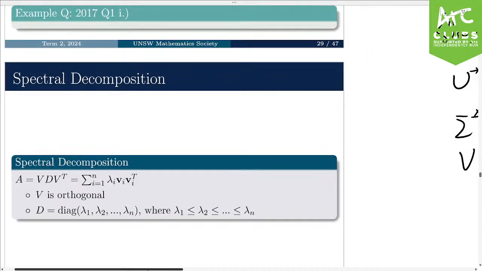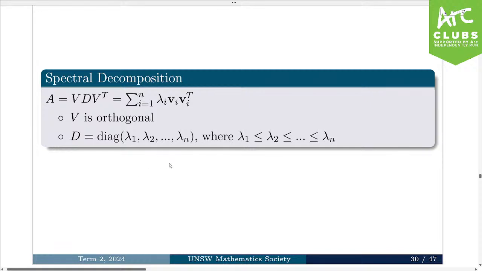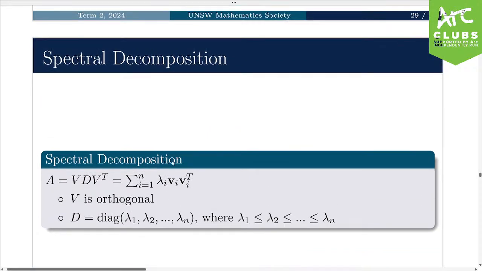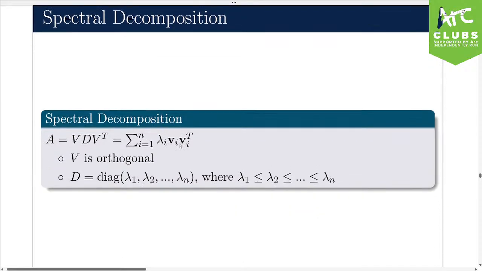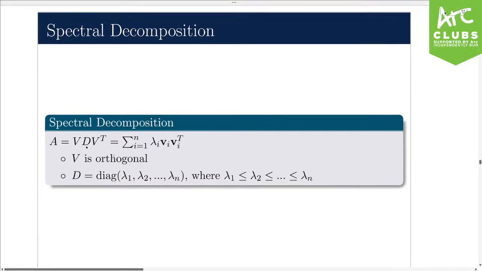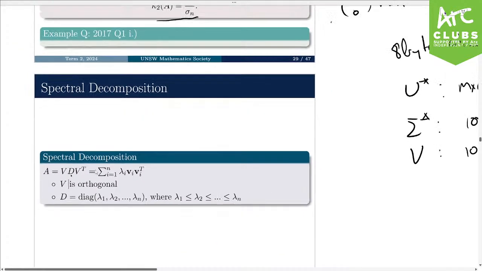And the last one, I haven't seen many questions involving this, but this is the spectral or eigenvalue decomposition. So it decomposes A into a diagonal matrix with the eigenvalues on the diagonal, and an orthogonal matrix V. Okay, that's the end of topic 3.